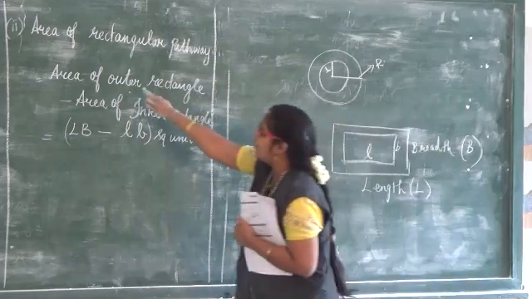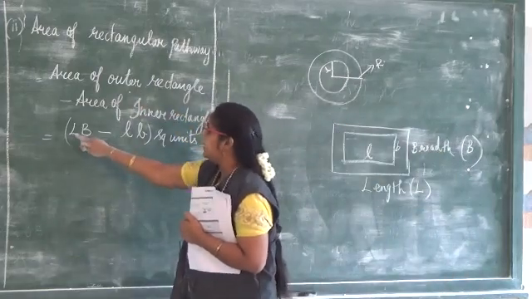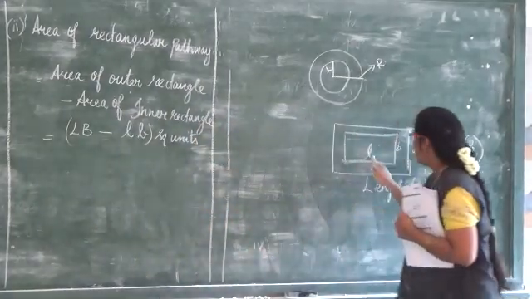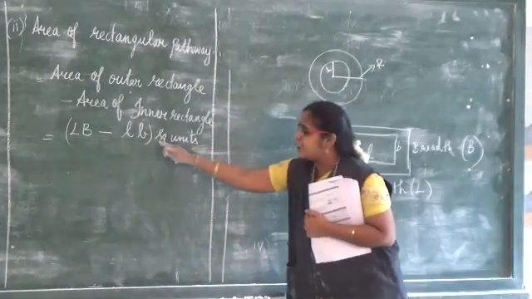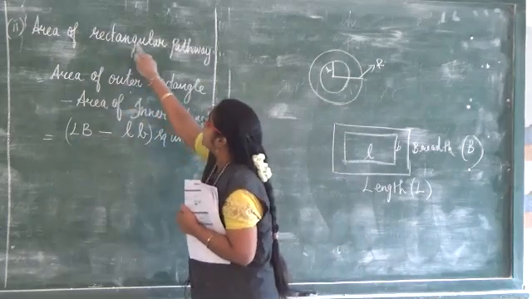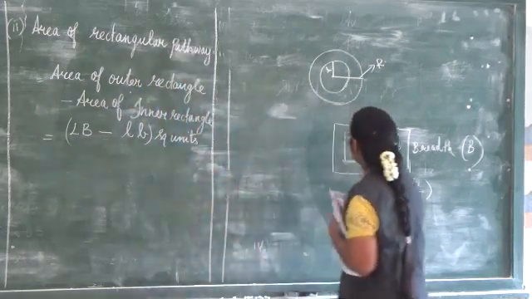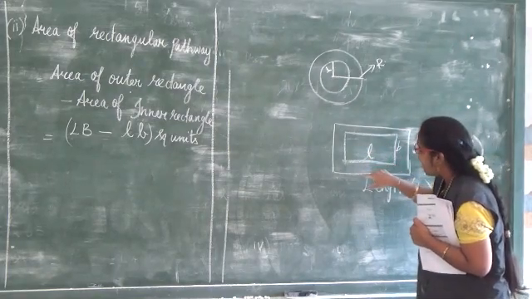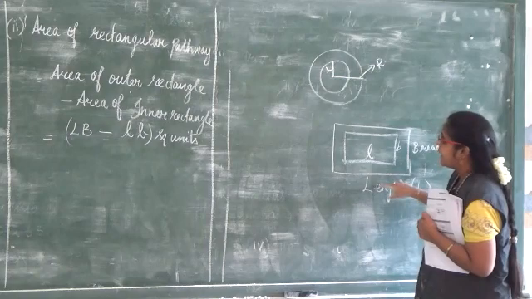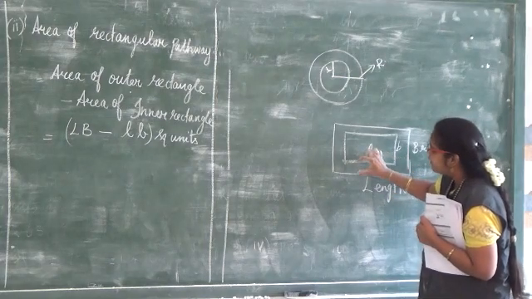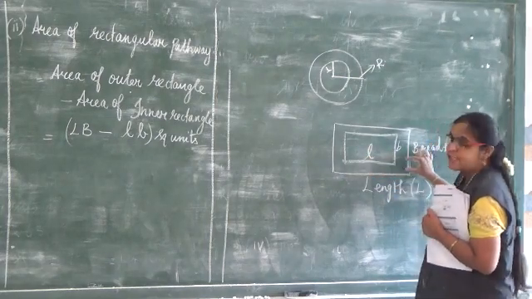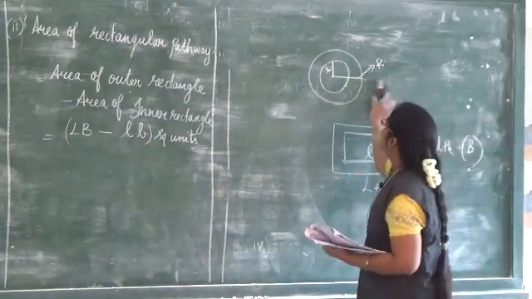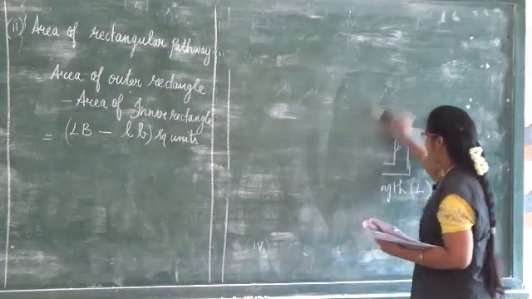So area of the outer rectangle is capital L, capital B. Area of the inner rectangle is small l into small b. For the area of the rectangular pathway, this is the pathway. What we are doing is subtracting the inner rectangle from the outer rectangle, and we will get this pathway. This is the thing. So now we will go on to the problems.